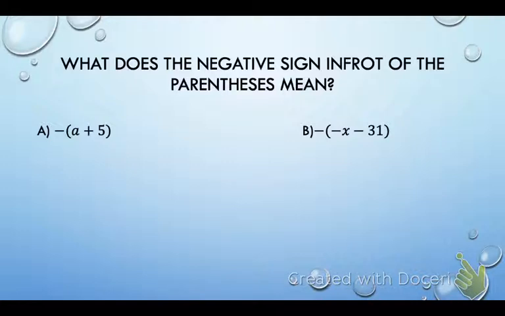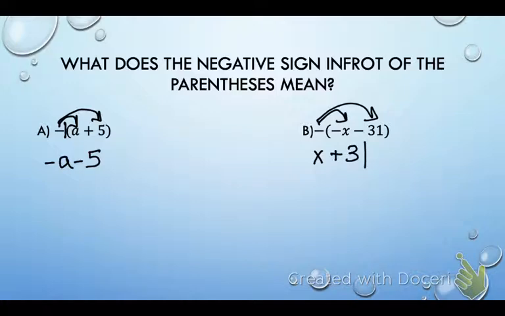Okay. So what does the negative sign in front of the parentheses mean? You can think of that as just a negative 1. And so when you distribute it, essentially all it does is it's going to make the inside the opposite of what it is now. So since a and 5 are both positive, when I distribute that negative 1, I actually get negative a minus 5. They both turn negative. Same goes for this one right here. Negative times a negative is a positive, and a negative times negative is a positive. Okay, so it's just making the inside the opposite of what it was.